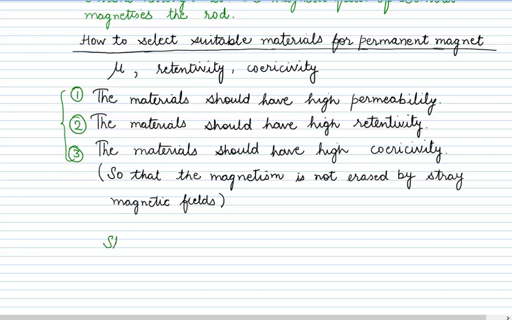We can take steel, or soft iron, or an alloy of aluminium, nickel and cobalt, which we call alnico, or we can take cobalt.